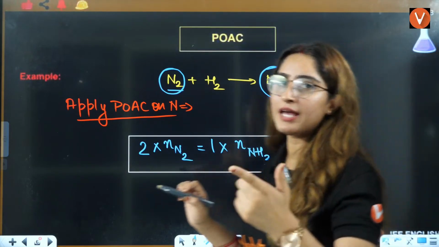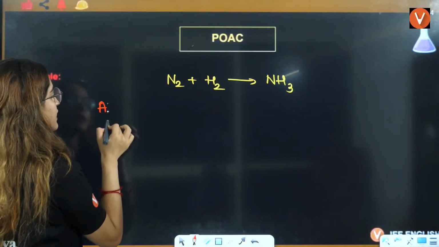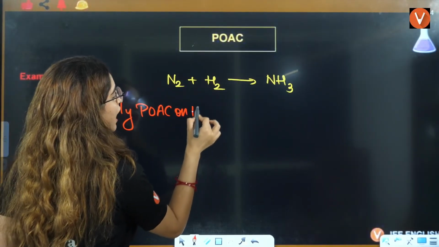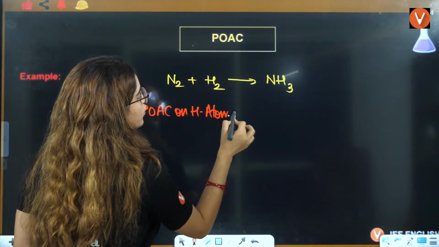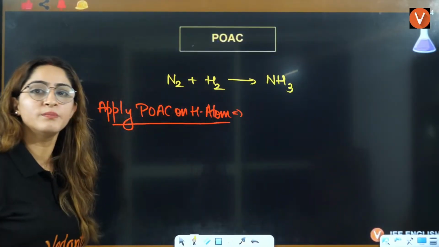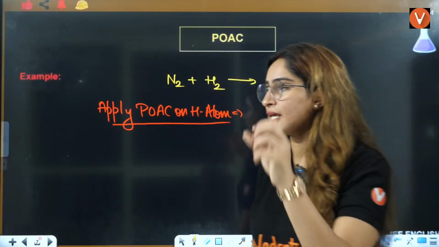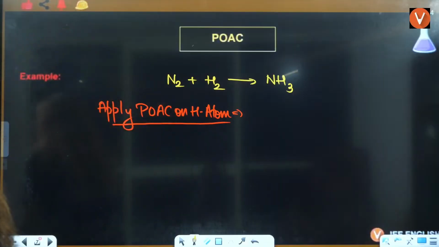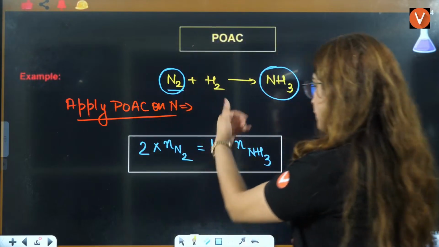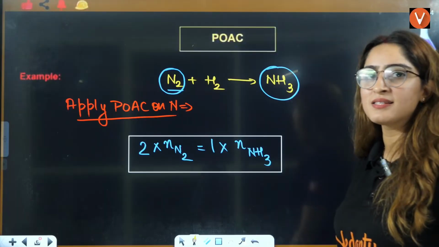Now, in the same way, I am going to apply POAC on hydrogen, okay? Let's apply POAC on the hydrogen atom here. Ma'am, how without balancing? See, let's do that. How without balancing? Let's see that.